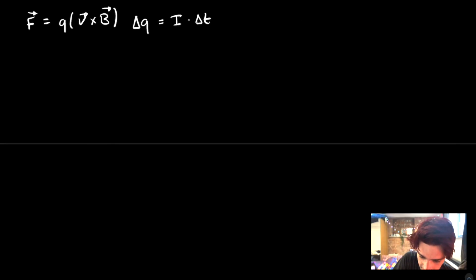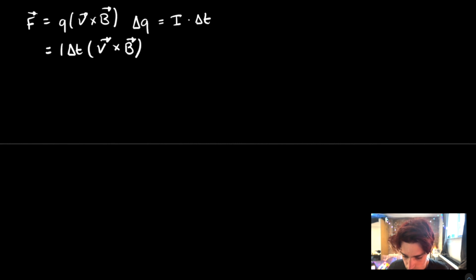So we can substitute in this equation, instead of Q in Q V cross B, we can put I delta t. So we can say that the force is equal to the current times a time interval, multiplied by the cross product between V and B. But of course, delta t times V is just going to be a length term, because speed equals distance over time, therefore speed times a change in time will just equal a length.